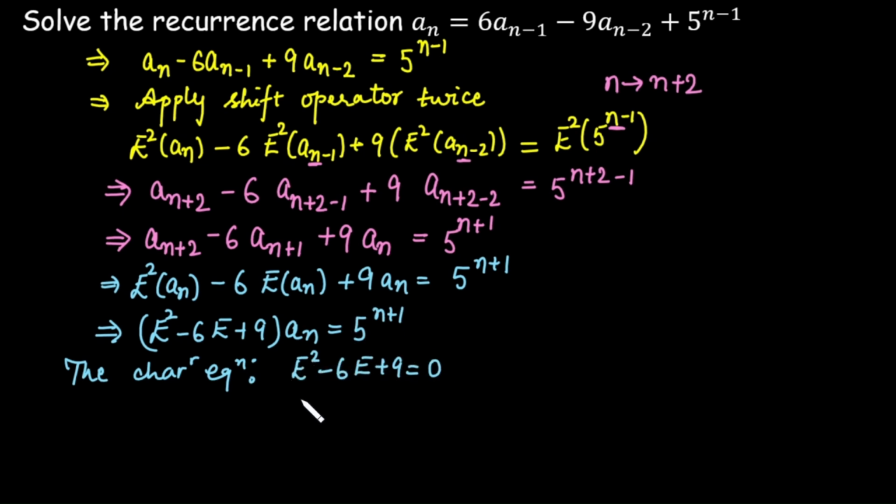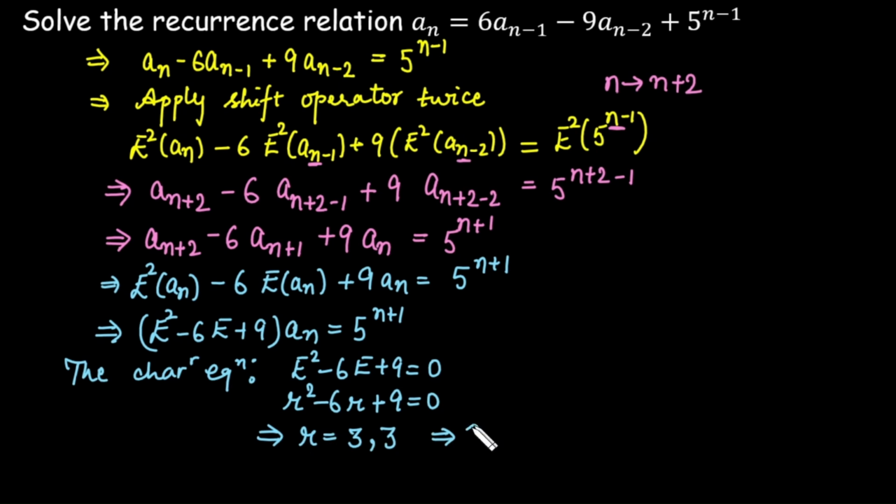As we have discussed in the previous video, the characteristic equation is in form of r. So we can replace E with r, or you can keep it as it is. Here we can write r² − 6r + 9 = 0. Now what are the roots in this case? So the roots in this case are 3, 3. So both the roots are real as well as equal.